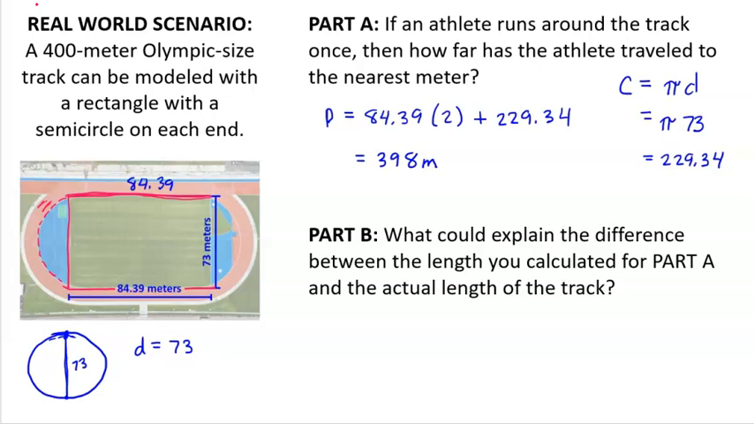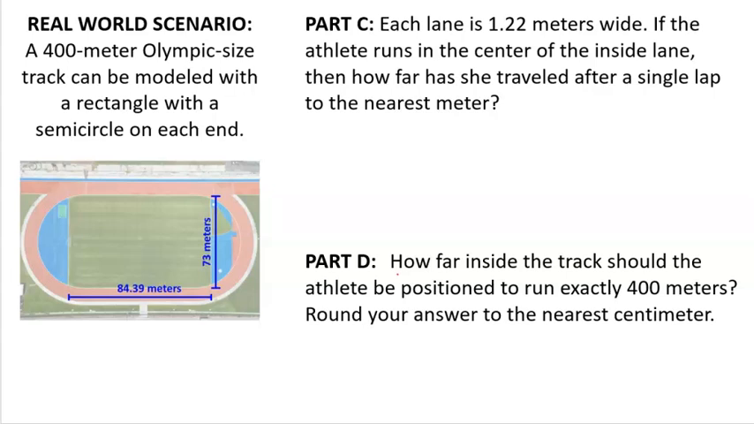And so this is if it was a very, very perfect world, and if they were only running on those very edges. We have to account for the distances away that they are running from those edges. Now let's go ahead and jump into part C.